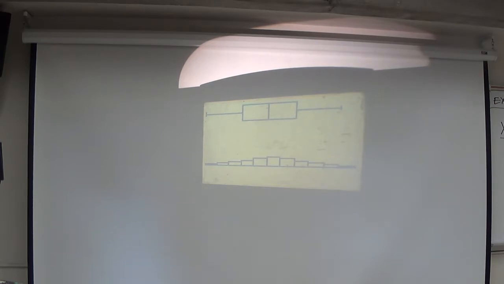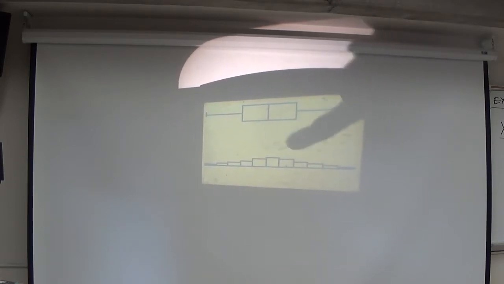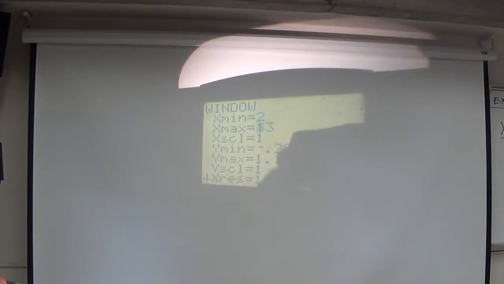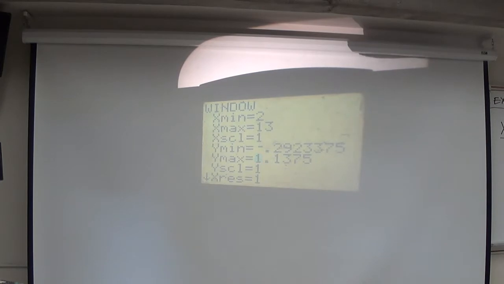Now, I still want to finagle it. Is that okay with you guys? Because all that, this gap here, is too much gap. I'm going to change my Y max to 0.25. I think 0.25 is good. I like 0.2, 0.25, somewhere in there.